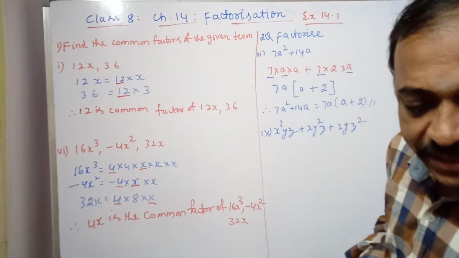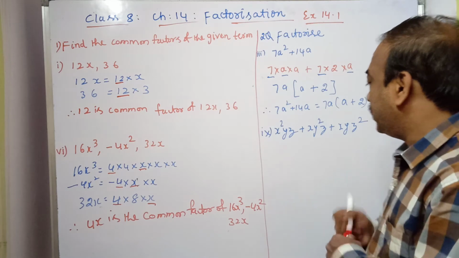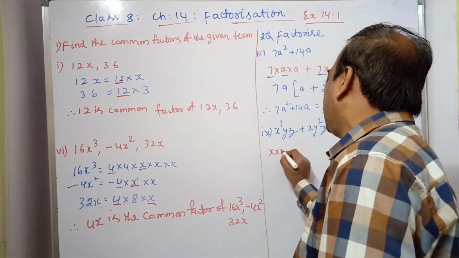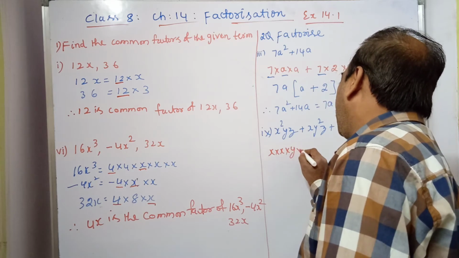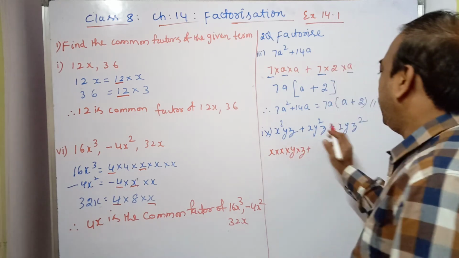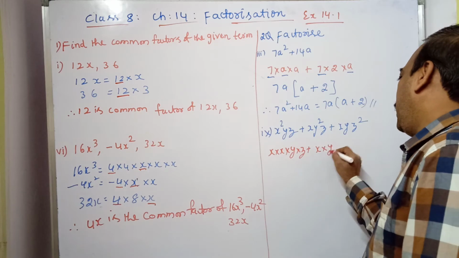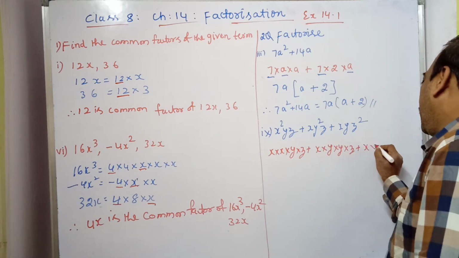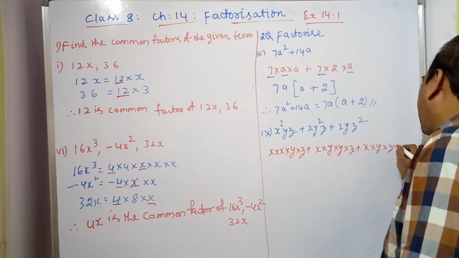Now let us see question number 9, x square y z. In this we can write x into y into z plus x into y into z plus x into y into z.